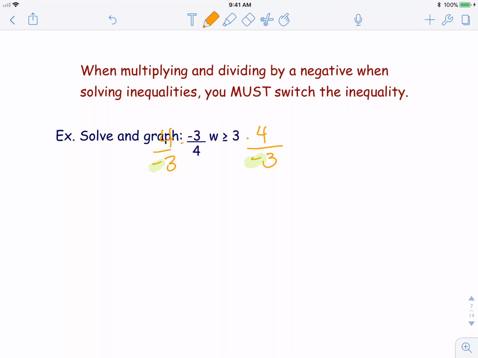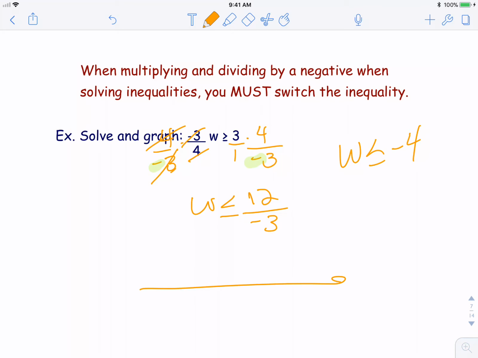These all cancel out because I have the same thing on the top of my fraction as I do on the bottom, and also the same thing on the top as I do on the bottom. So I'm left with W, I have to flip my inequality sign, is less than or equal to 3 as a fraction is 3 over 1. Top times top would be 12, bottom times bottom would be negative 3. I can simplify that fraction because 12 divided by negative 3 is a negative 4, so W is less than or equal to negative 4.